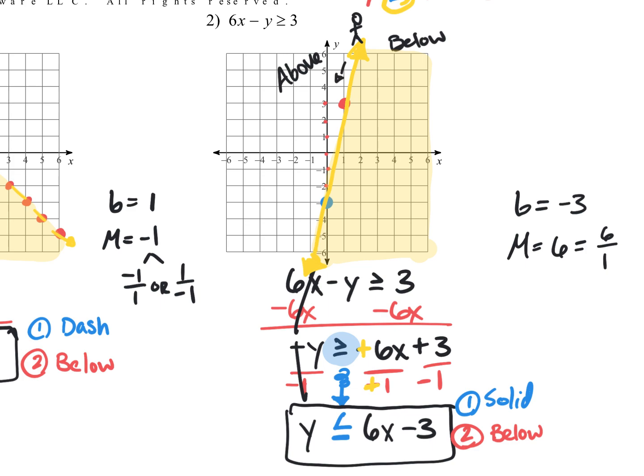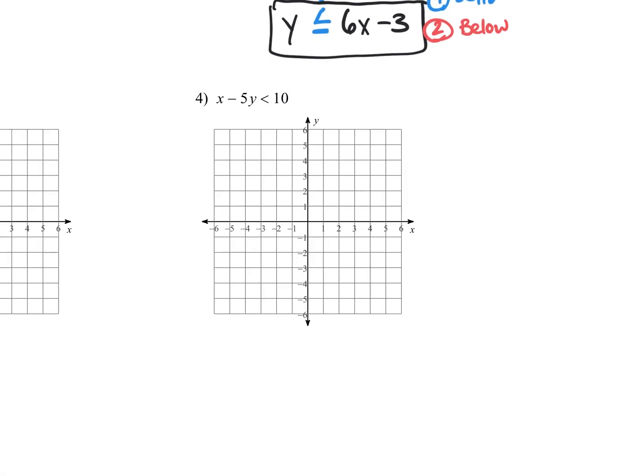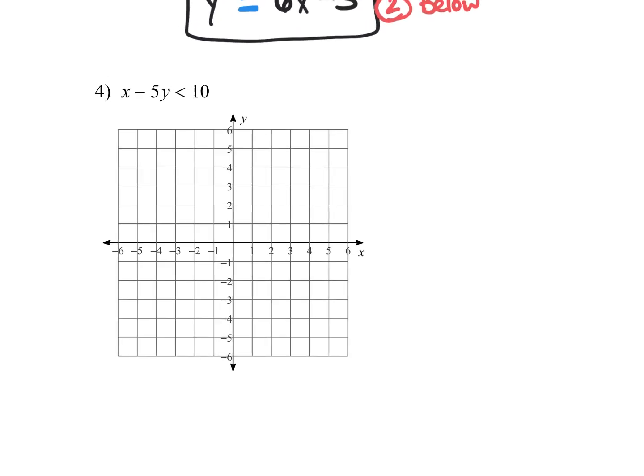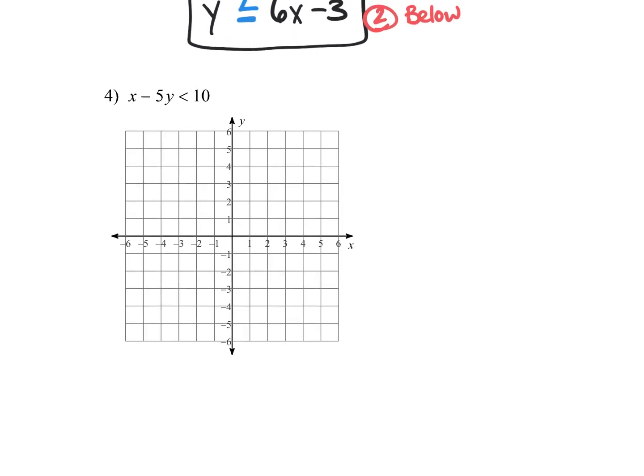Okay. All right, let's come over here and look at number 4. I chose number 4 because it's kind of similar to that. So looking at number 4, you have x minus 5y is less than 10. Can I go ahead and do my shaded and above or below? No, because it is not in standard form. We've got to get it there. Well, we got to get rid of that positive x. How do you do it?